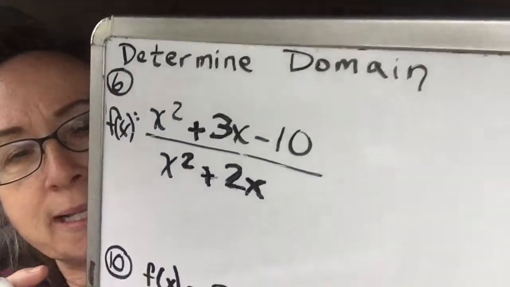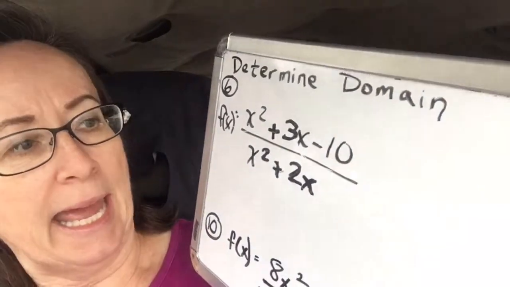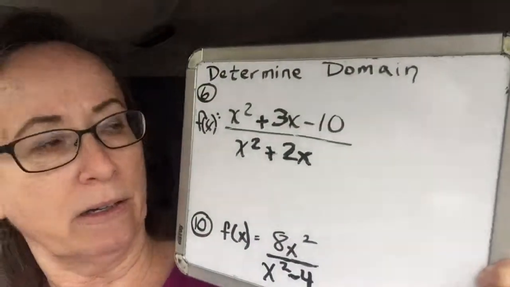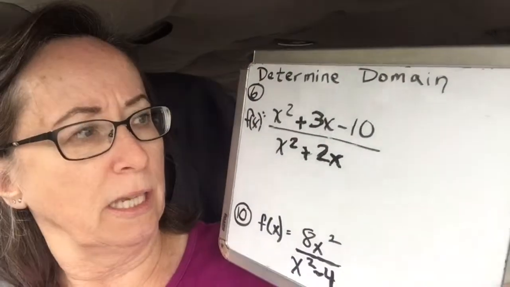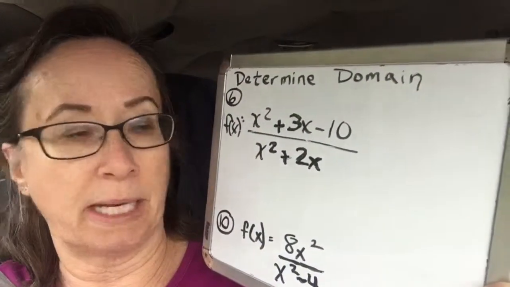But we are doing 4.5 because that's the last section that will be on your test. And the first problem I'm going to do for you is determining domain. And I have two problems here. And remember, when we're talking about the domain of a rational function, we're always looking at the denominator.